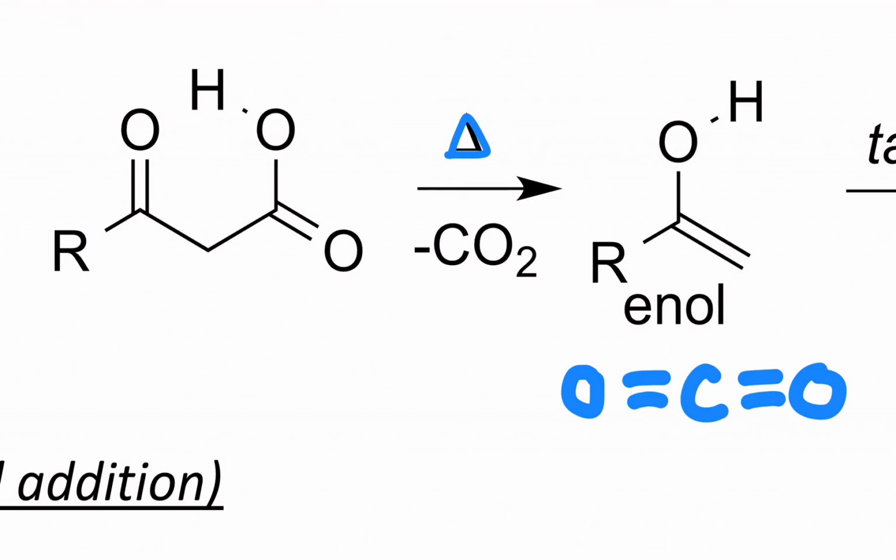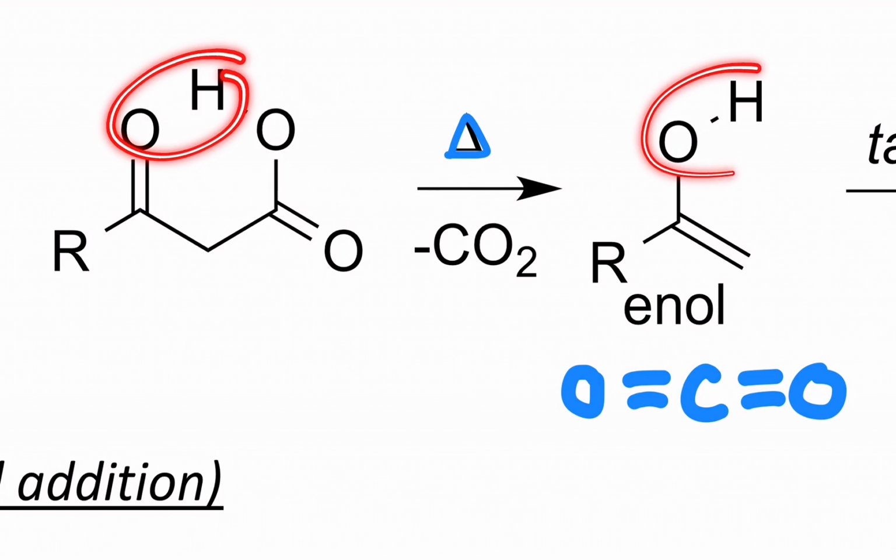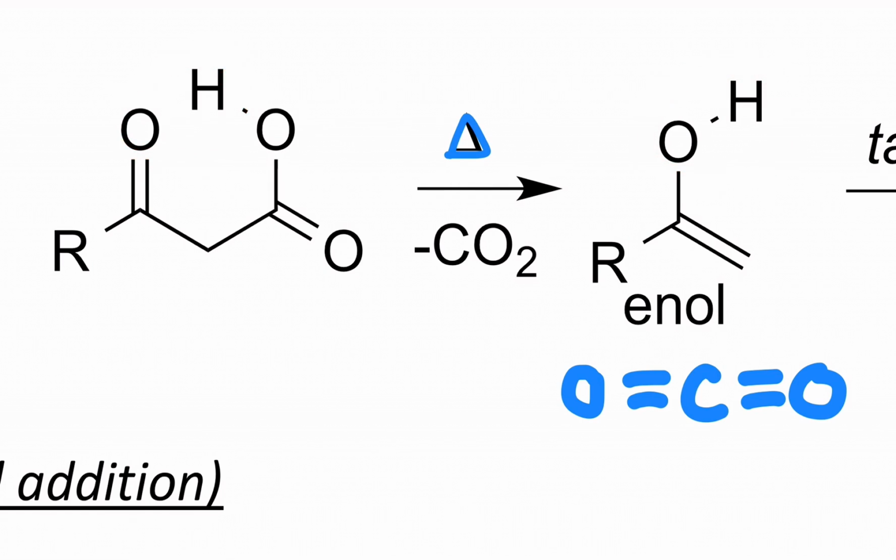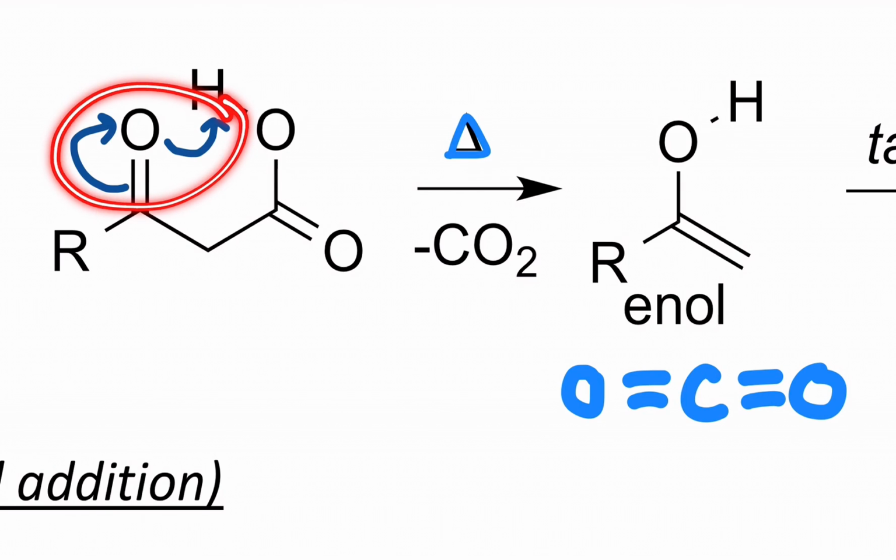Let's see what we did. Notice the bonds that break and the bonds that formed. We formed a new OH bond. There it is. So I'm going to draw an arrow from this oxygen to that H. We also broke the pi bond right here. So I'm going to draw another arrow that shows that pi bond going up to the oxygen. You actually can combine those arrows if you want to.